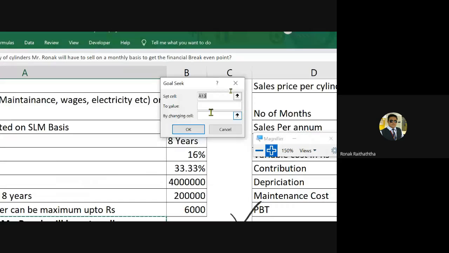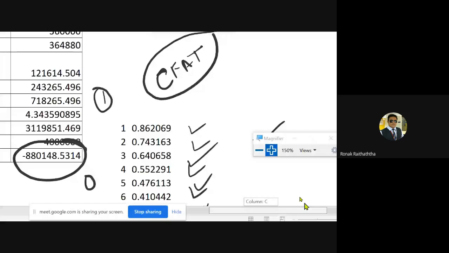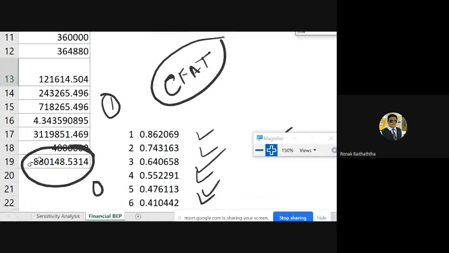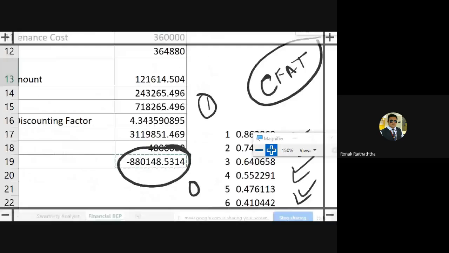But in what cell do we require the NPV of 0? This Excel needs to be made aware of. So I'm clicking on that cell and I'm selecting the cell where NPV has been found, and that is here, this cell, which is which one? You may check the cell number of it. I'm selecting that cell, 88148.